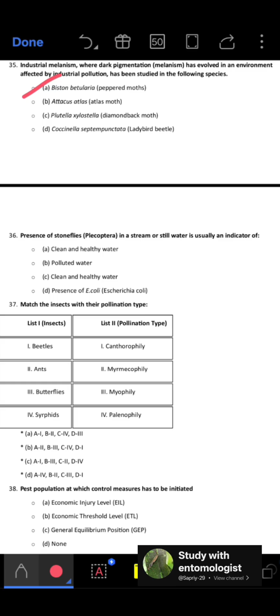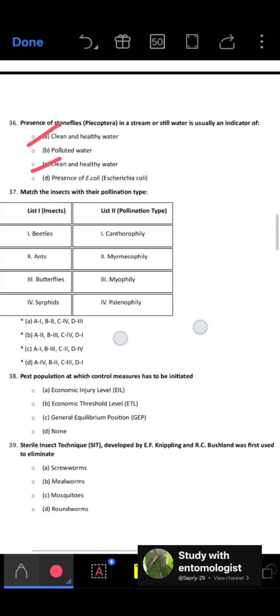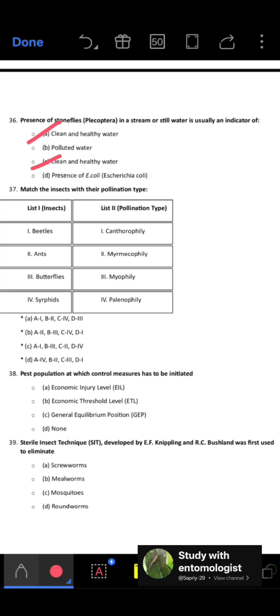Next, presence of stoneflies, Plecoptera, in a stream or still water is usually an indicator that the water is clean and healthy. Next is, match the insect with their pollination type. So beetles, it is known as cantharophily. Through ants it is known as myrmecophily. Through butterflies it is known as psychophily.